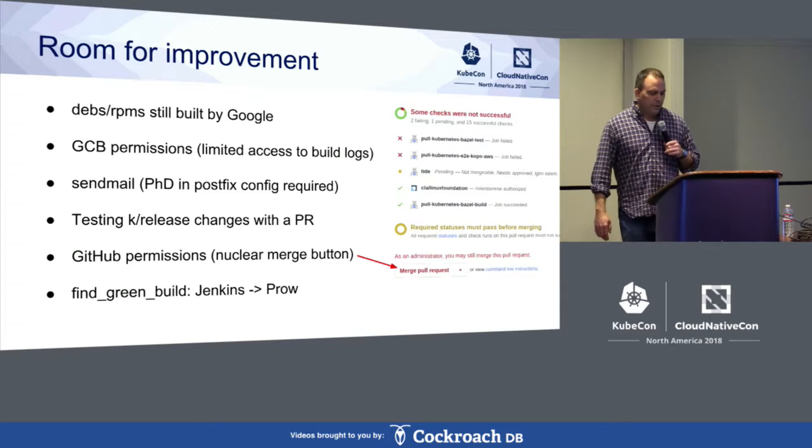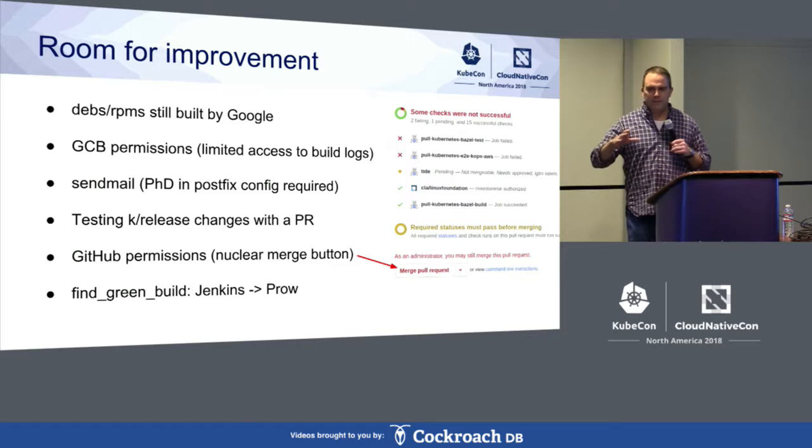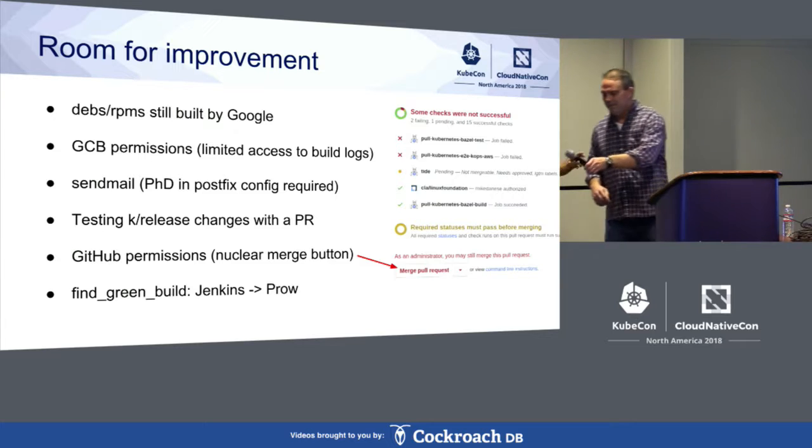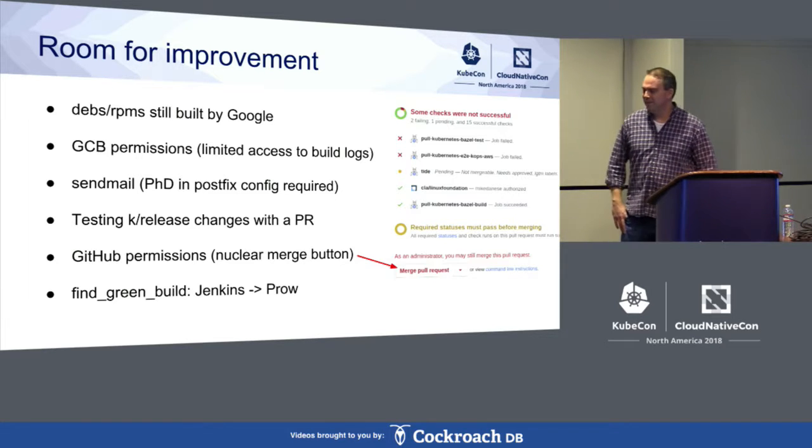The scariest one for me was GitHub permissions, to be able to upload releases and do the tags and all this stuff. Branch manager ends up with admin permissions. So that's actually when things go wrong.